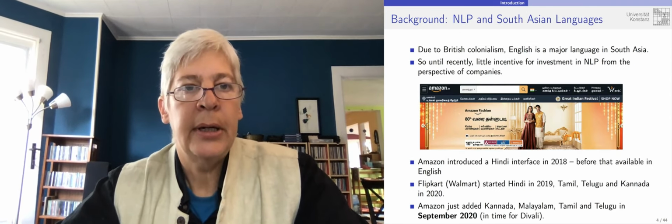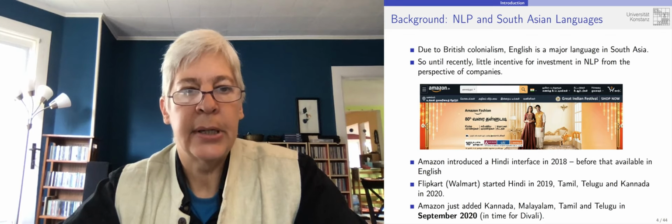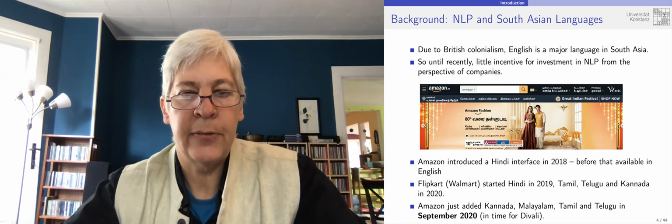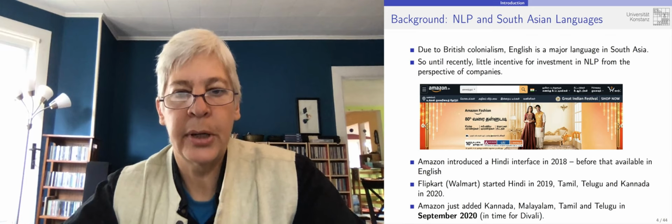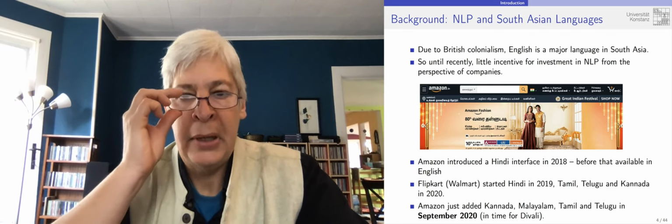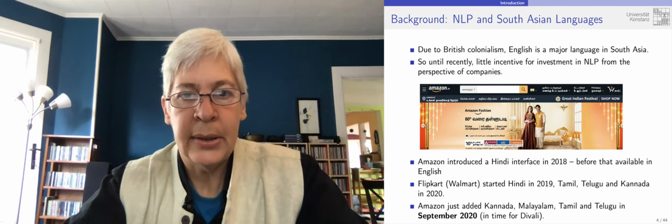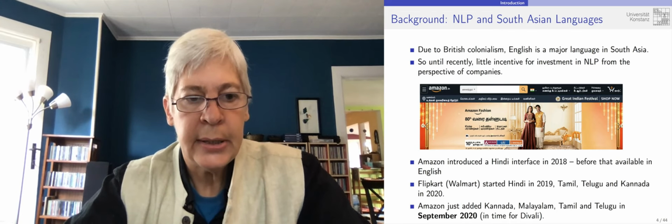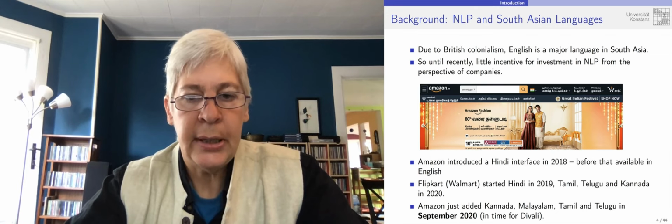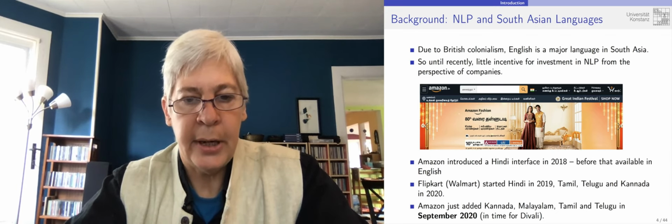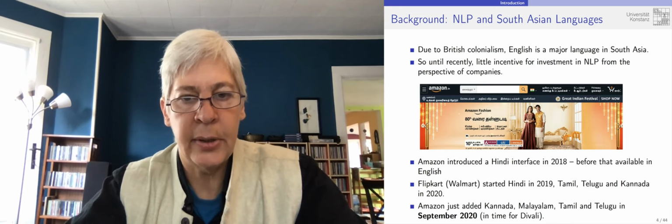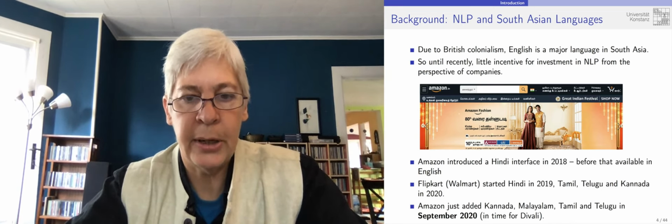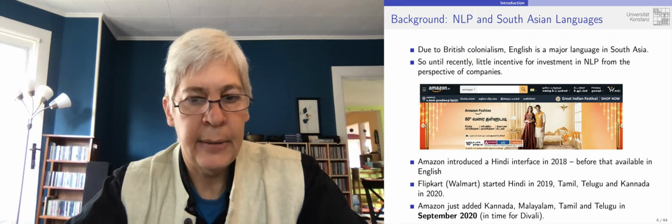Now, with respect to natural language processing in South Asian languages, due to British colonialism, English has been a major language in South Asia. And until recently, there's been very little incentive for investment in NLP from the perspective of companies. I know this from personal experience because I've been working on Urdu for a long, long time. There was very little incentive to help with this development because you could make money by having English platforms. Now, this has changed recently in that Amazon introduced a Hindi interface in 2018. And there seems to be some kind of competitive market going on because one has captured as much of the English speaking population as one can, and now it's trying to target more of the population.